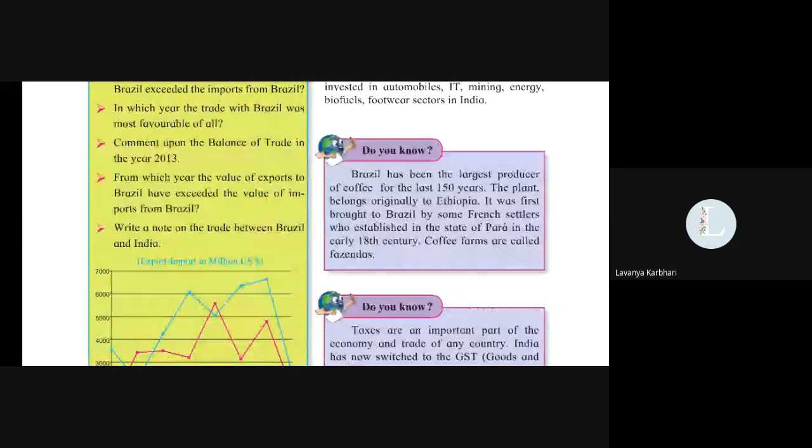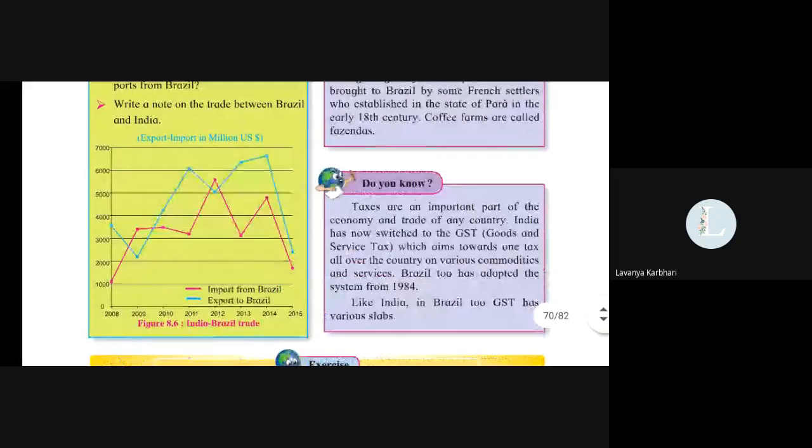Comment upon the balance of trade in the year 2013. Okay, so in 2013 the balance of trade is like import is less than the export. It means India has exported more to Brazil than it imported from Brazil. You can easily see this in the graph for 2013. Import is almost 3,000 US dollars, and export is in between 6,000 and 7,000.